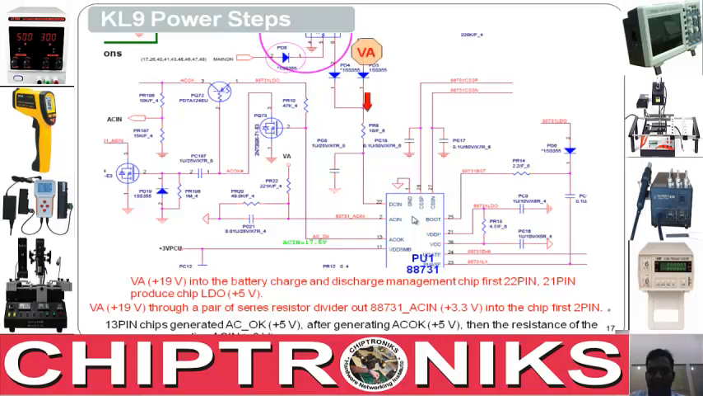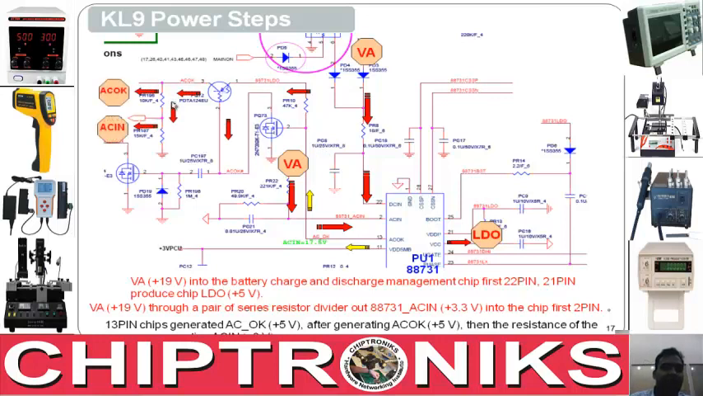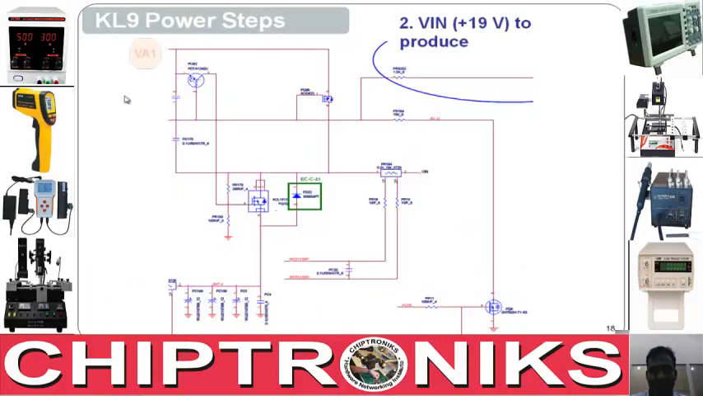Let's go back. So this VA is coming to the charger IC and it will generate an LDO at the VDDP pin, and again this VA is going to the AC in, and this will generate an AC OK signal, which goes to the IO controller. It's a kind of digital output which indicates to the IO controller that yes, the AC adapter is present. Now this AC OK signal is going to a transistor and another to a P-channel MOSFET, right?